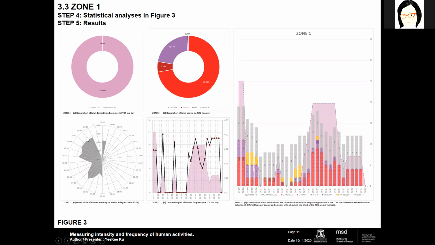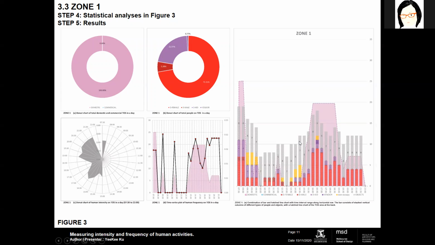The graph shows that the area is active from 3 p.m. until 8 p.m. at night. In zone 1, the active period of intensity is 3 until 9:30. Figure 3D is a time series plot of frequency on TOS area in a day, to identify the correlational pattern between frequencies and the TOS area occupied in a day.